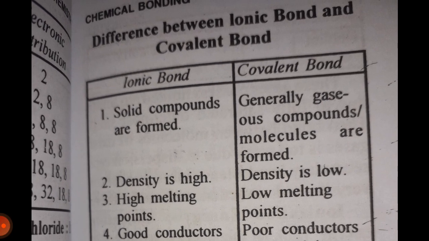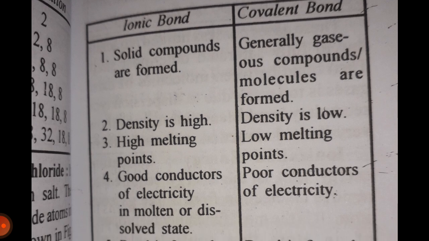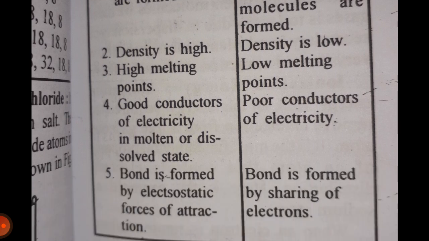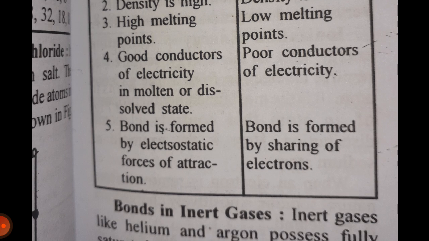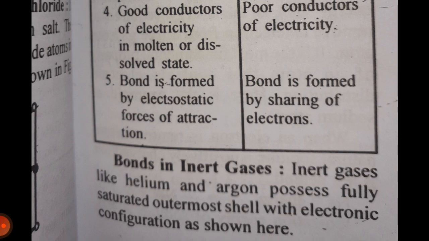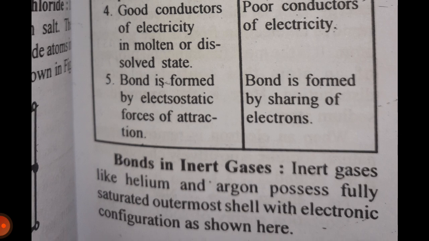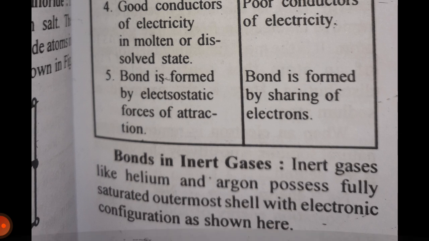Difference between ionic bond and covalent bond. Ionic compounds are solid; covalent compounds are generally gaseous molecules. Ionic density is high, covalent density is low. Ionic compounds have a high melting point, covalent compounds a low melting point. Ionic compounds are good conductors of electricity in molten or dissolved state; covalent compounds are poor conductors. Ionic bonds are formed by electrostatic force of attraction. Covalent bonds are formed by sharing of electrons.